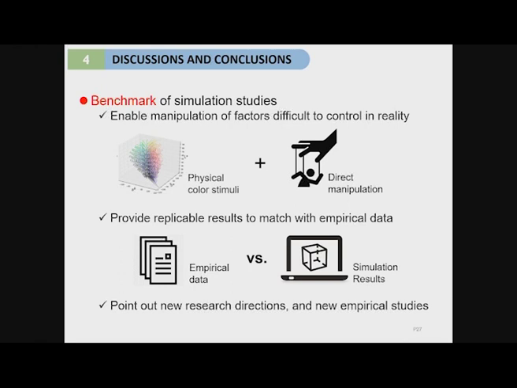So simulation allows us to directly manipulate some factors which are hard to control in real human experiments, right? And also simulation can provide results which can be directly compared with empirical data, and point out some new research directions and new empirical studies.